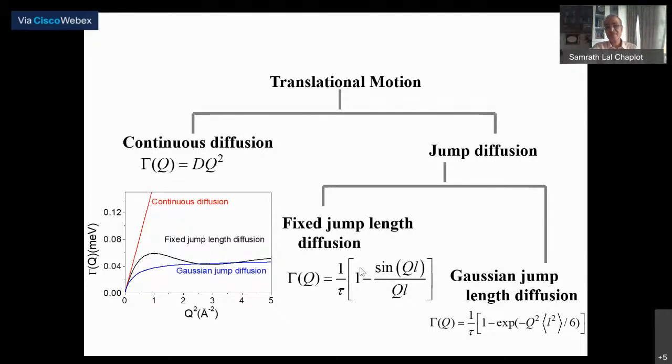So here, let me just say that for translational diffusion, because the atom is not localized in time, it's continuously moving away from the origin, from any point. Therefore there is no localized dynamics, and therefore there is no elastic scattering. So what you have is quasi-elastic scattering here.